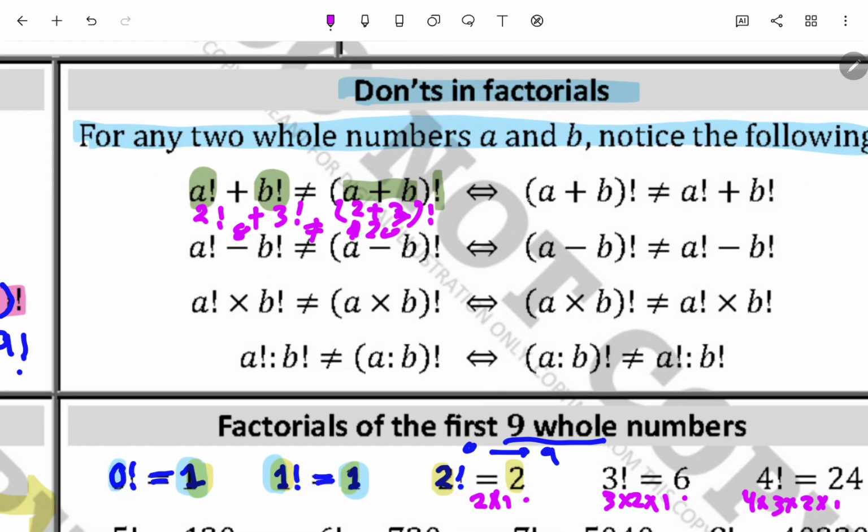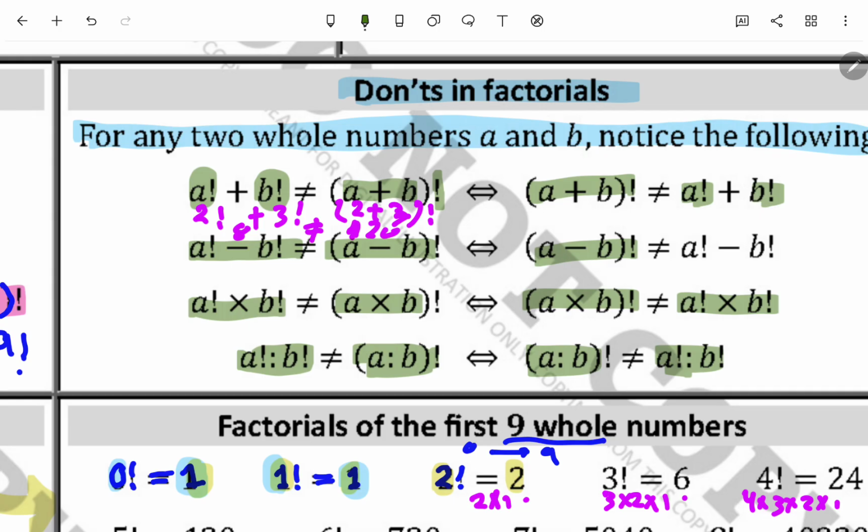Similarly, if we have it added like this, we can't split it to be a factorial alone plus b factorial. And similarly in subtraction. In multiplication, we can distribute them, and similarly in division, we can distribute division to each.